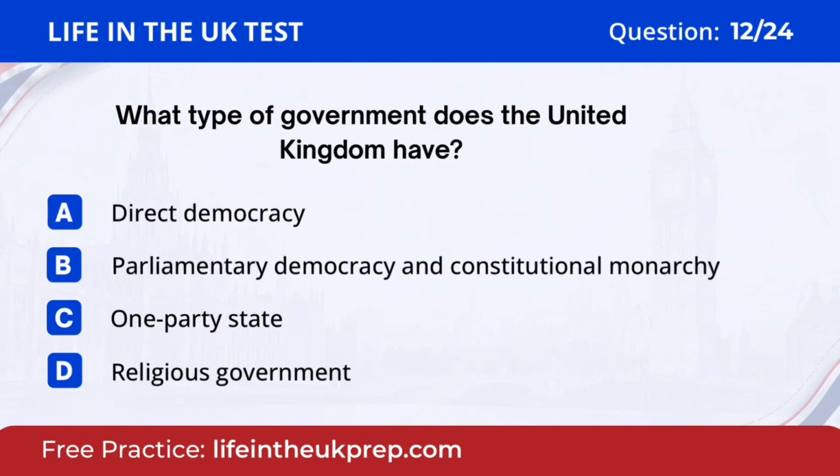Question 12. What type of government does the United Kingdom have? A. Direct democracy. B. Parliamentary democracy and constitutional monarchy. C. One-party state. D. Religious government. The answer is B. Parliamentary democracy and constitutional monarchy.